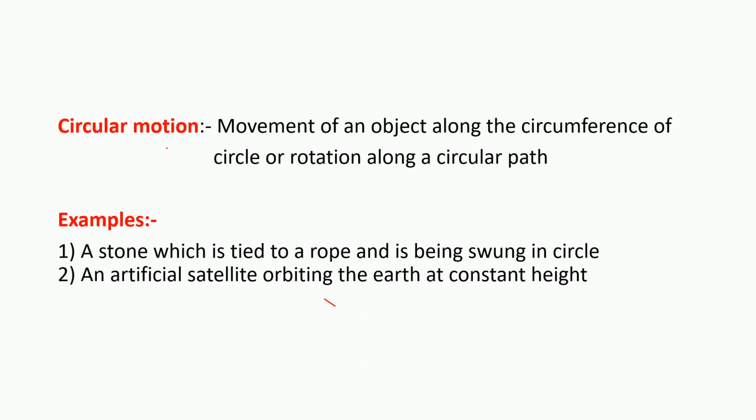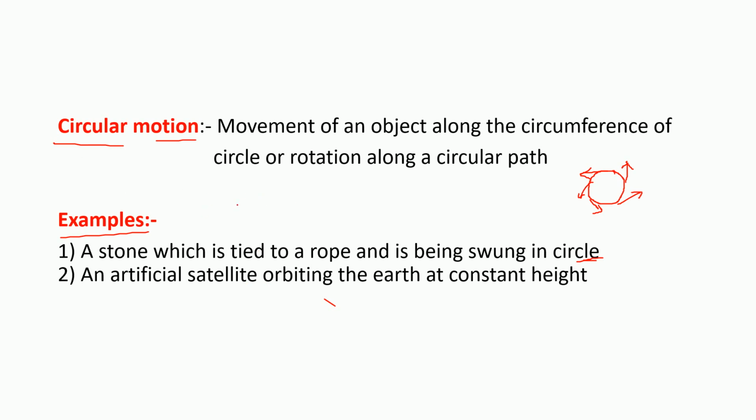And here, what is circular motion? Circular motion is movement of an object along the circumference of a circle, or rotation along a circular path. If we have a circle and it is rotating in this direction, this motion is called circular motion. An example of circular motion is a stone tied to a rope and being swung in a circle. Another example is an artificial satellite orbiting the earth at constant height.